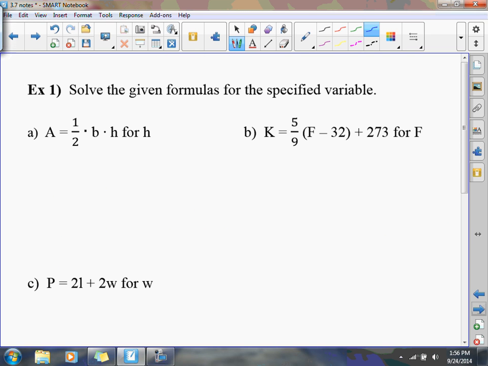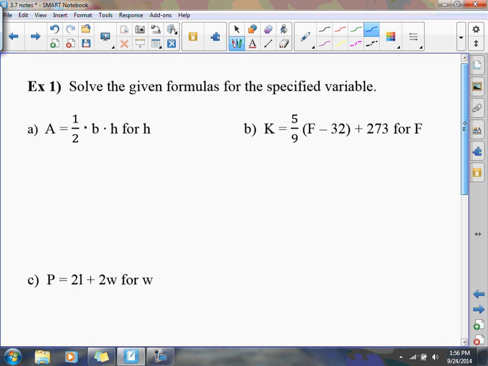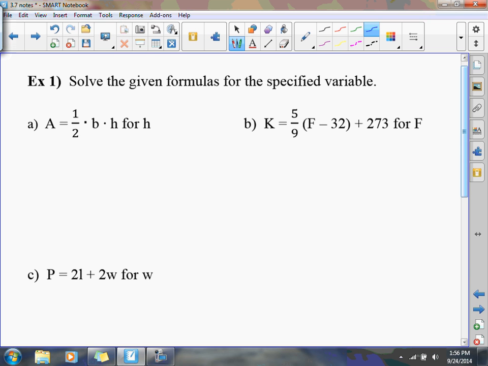Okay. Now, for example 1, it says to solve the formula for the specified variable. So sometimes when this is written in your book, it looks a little funny. Don't be confused by the notation though. After the word for is what you're solving for. Everything else that comes in front of that, that's your equation or your formula. Okay? So in part A here, we're going to be solving area equals 1/2 times base times height for height.